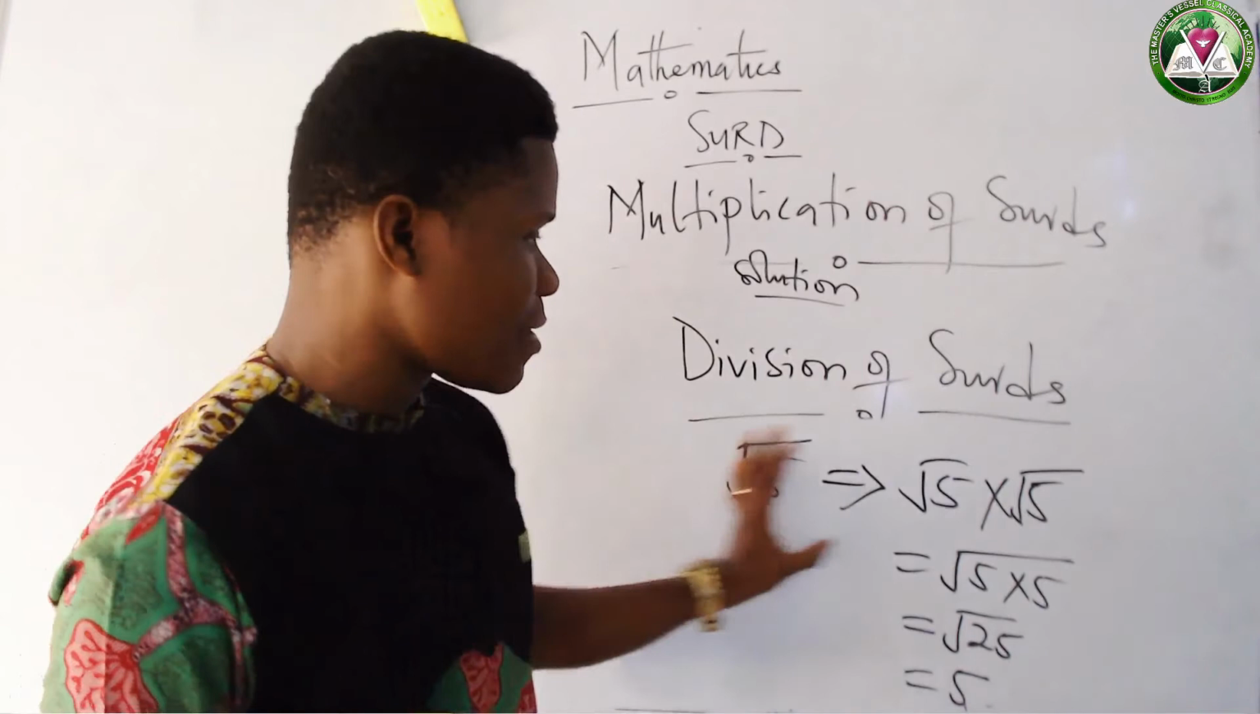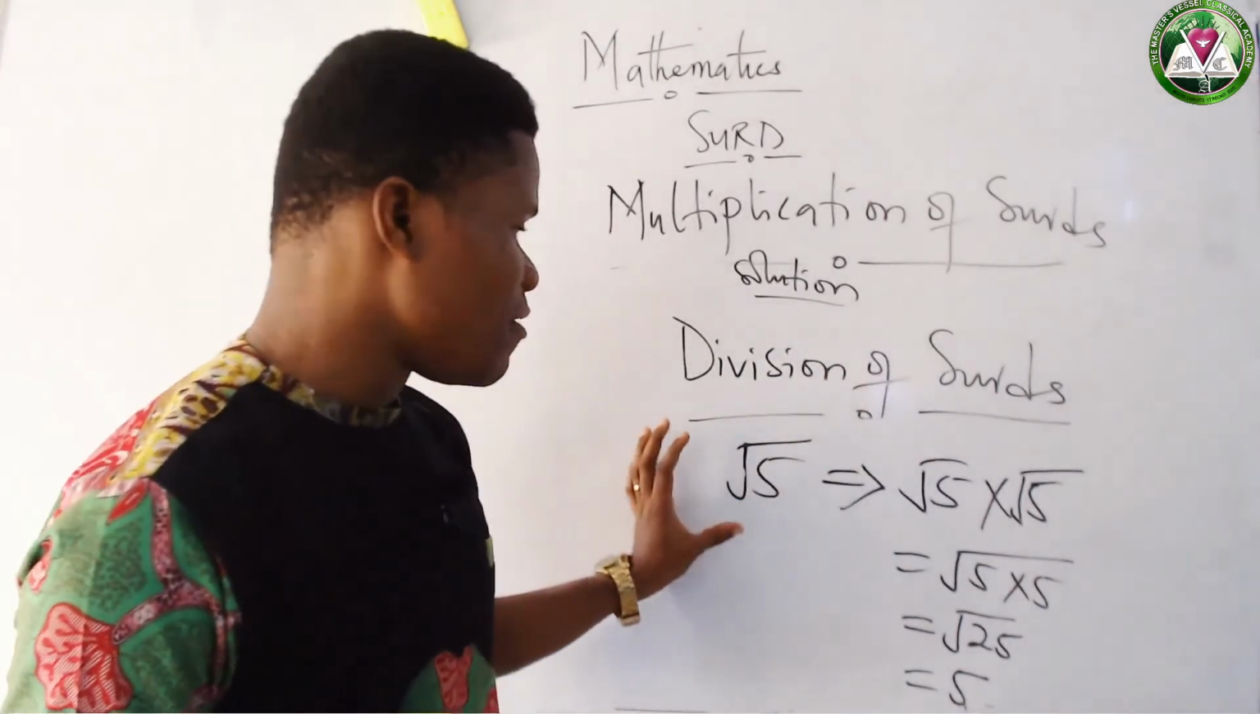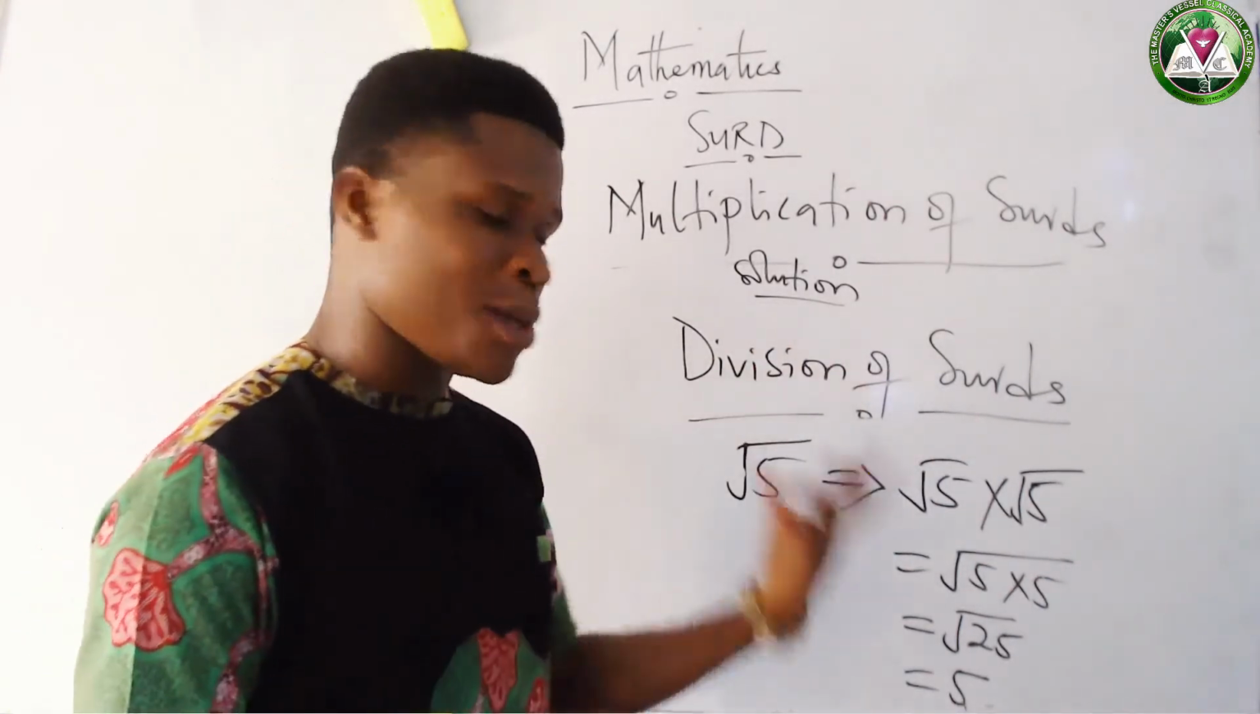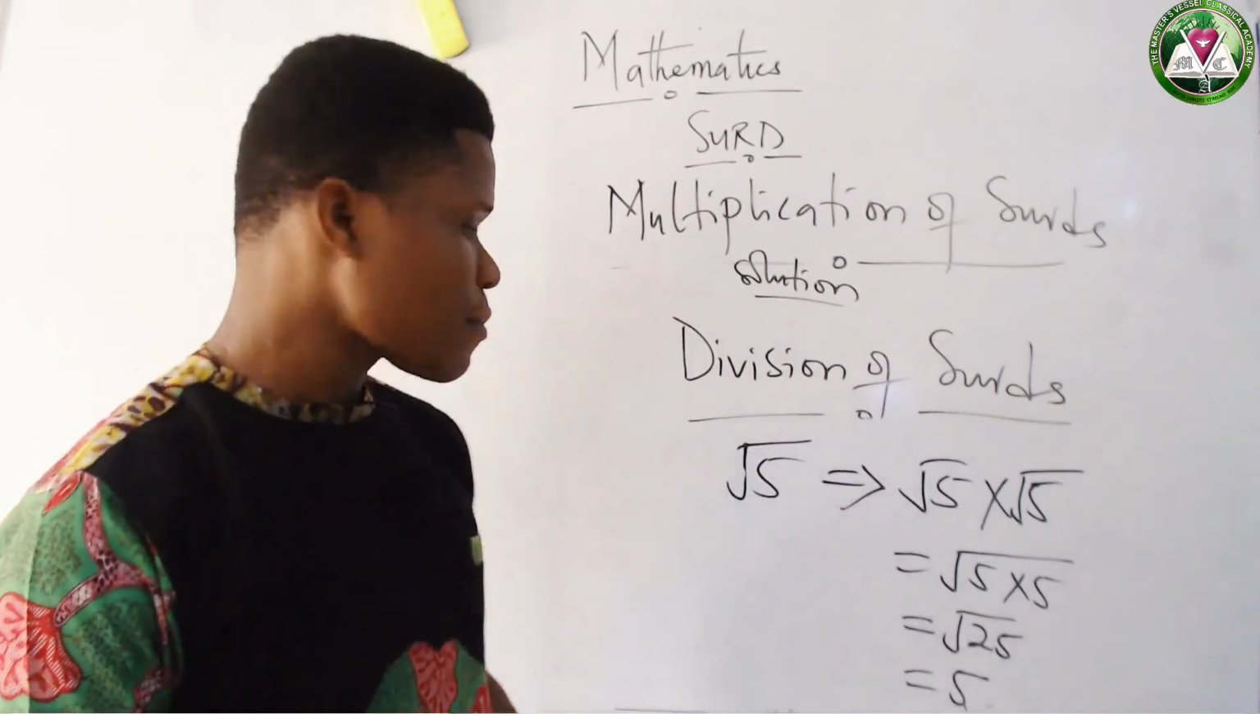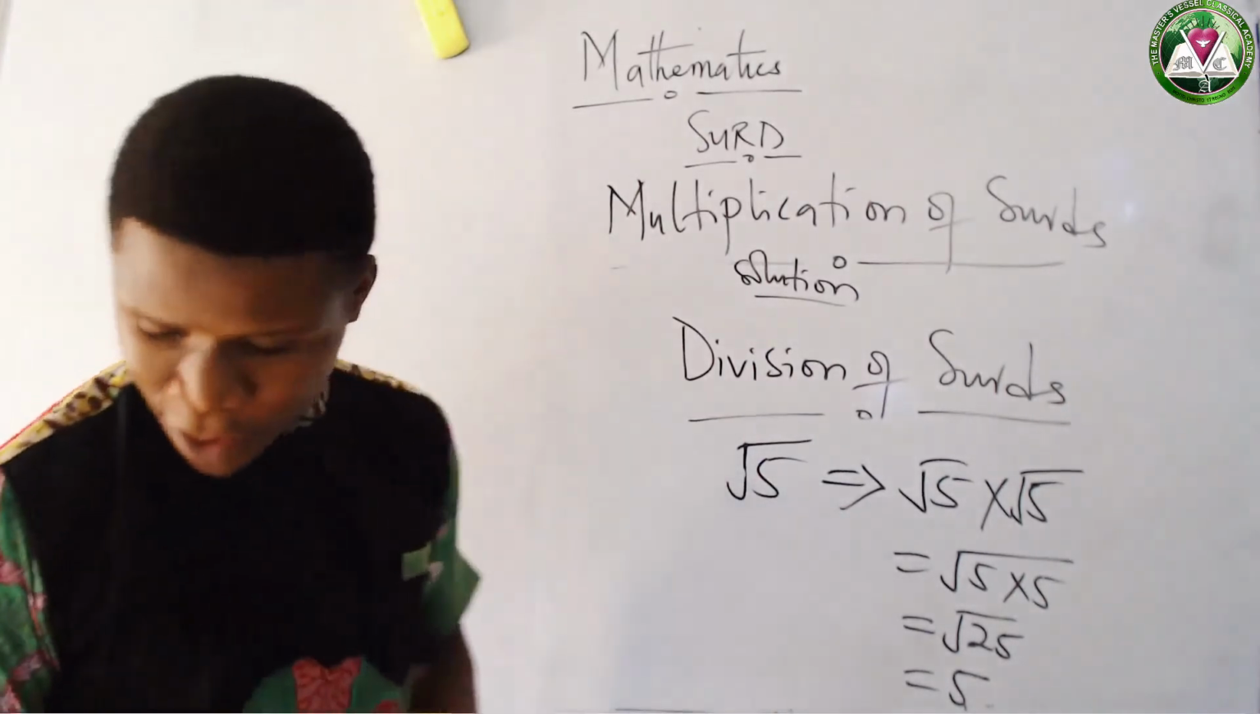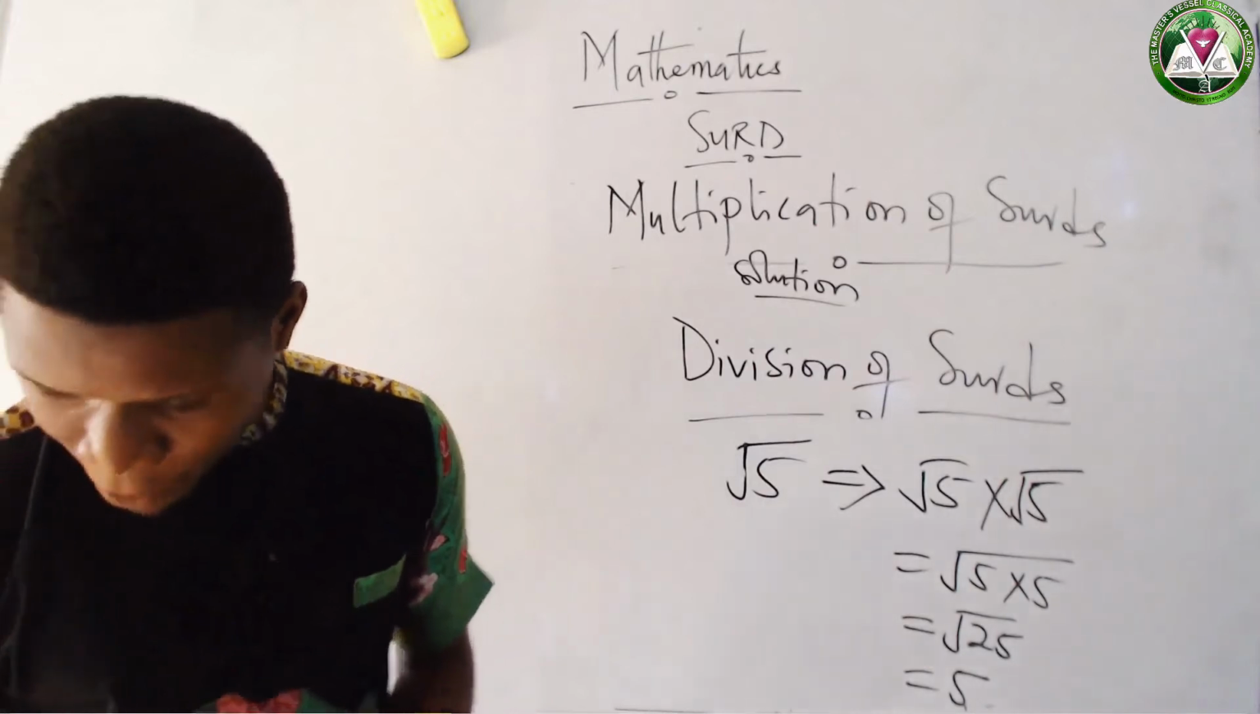So this is one of the things we're going to be doing under division. We'll rationalize, we'll also make use of conjugates. So I want to look at some examples under this rationalization.